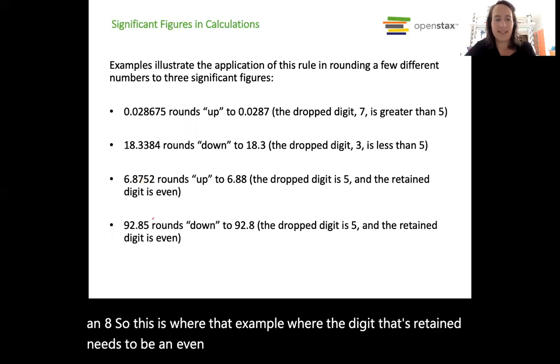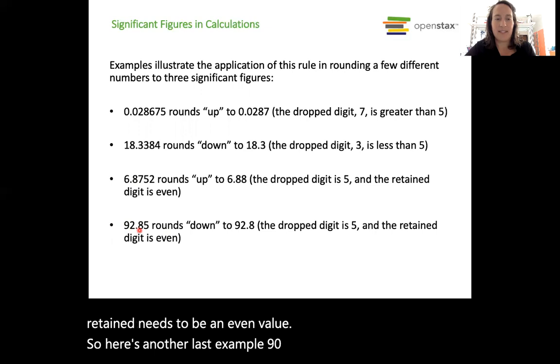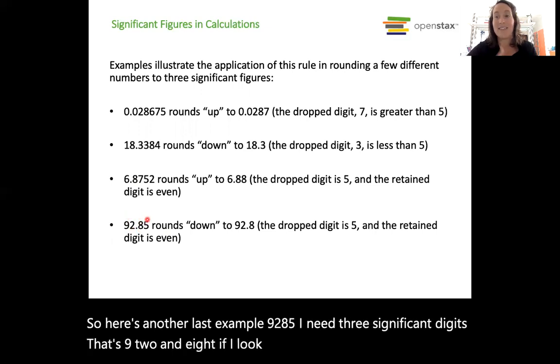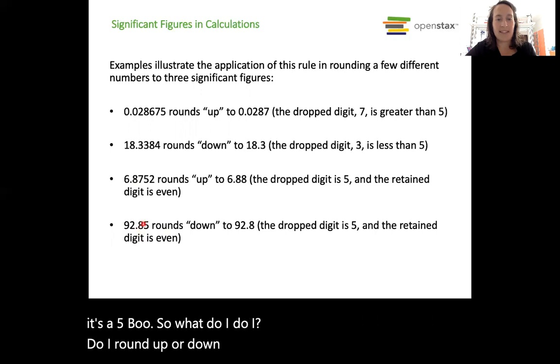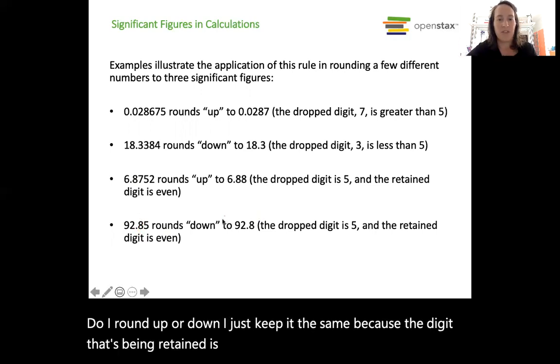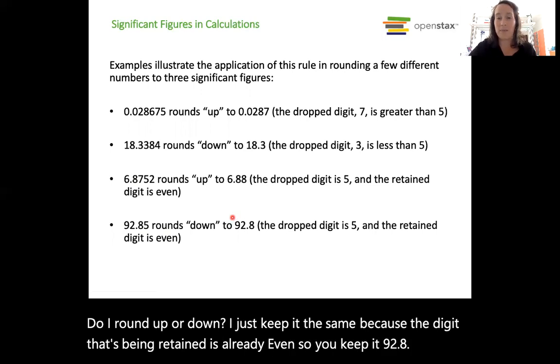So here's another last example, 92.85. I need 3 significant digits. That's 9, 2, and 8. If I look 1 decimal place to the right, it's a 5. So do I round up or down? Well, I just keep it the same because the digit that's being retained is already even. So you keep it 92.8. So that's some examples of rounding.